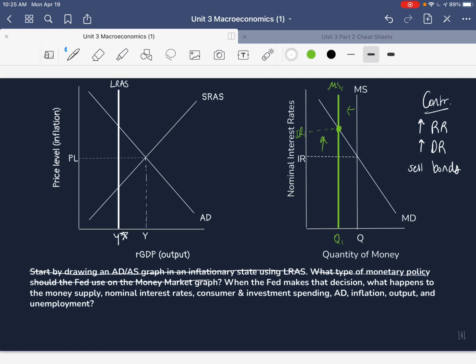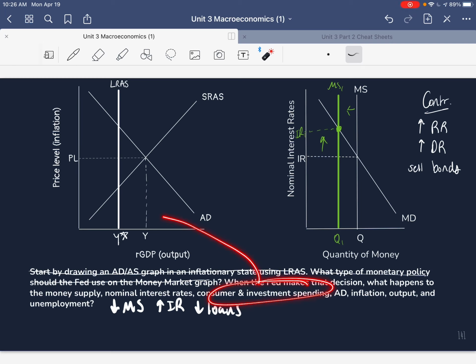So let's just focus on this graph first. What happened to the money supply? We decreased the money supply. When that happened, what happened to interest rates? It increased interest rates, which isn't on the graph, but we know this. That's going to decrease the amount of loans people take out. Now, that's the portion when we shift over. We've done money supply, we've done nominal interest rates. Now we shift over to this graph.